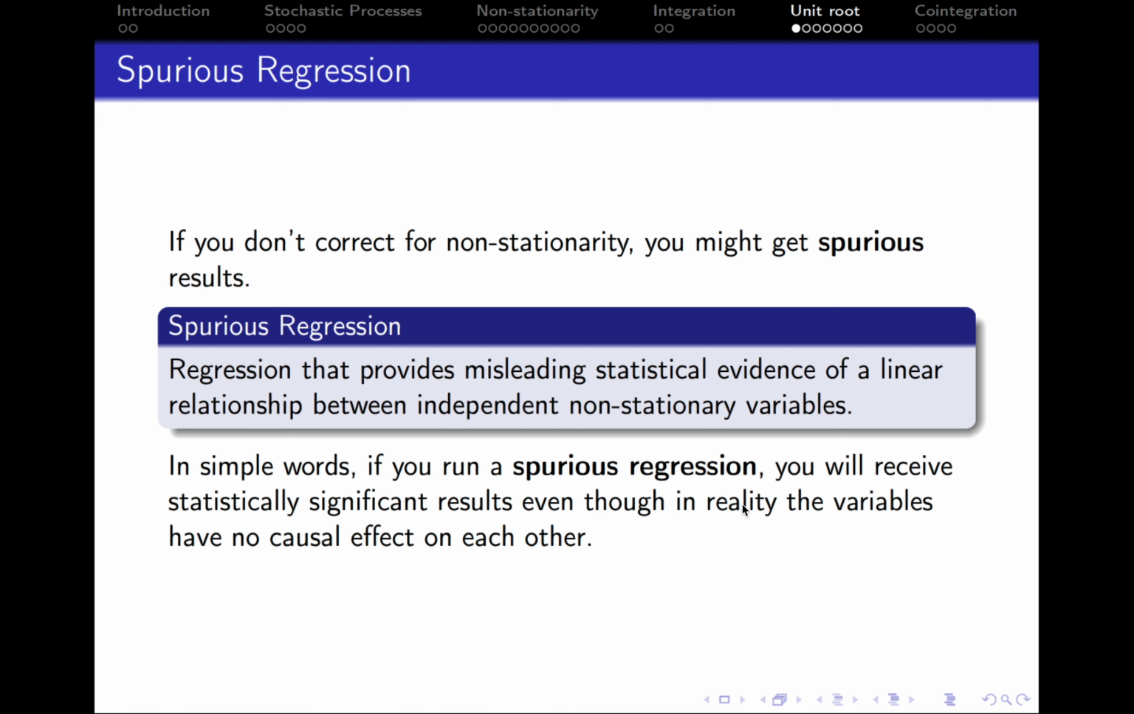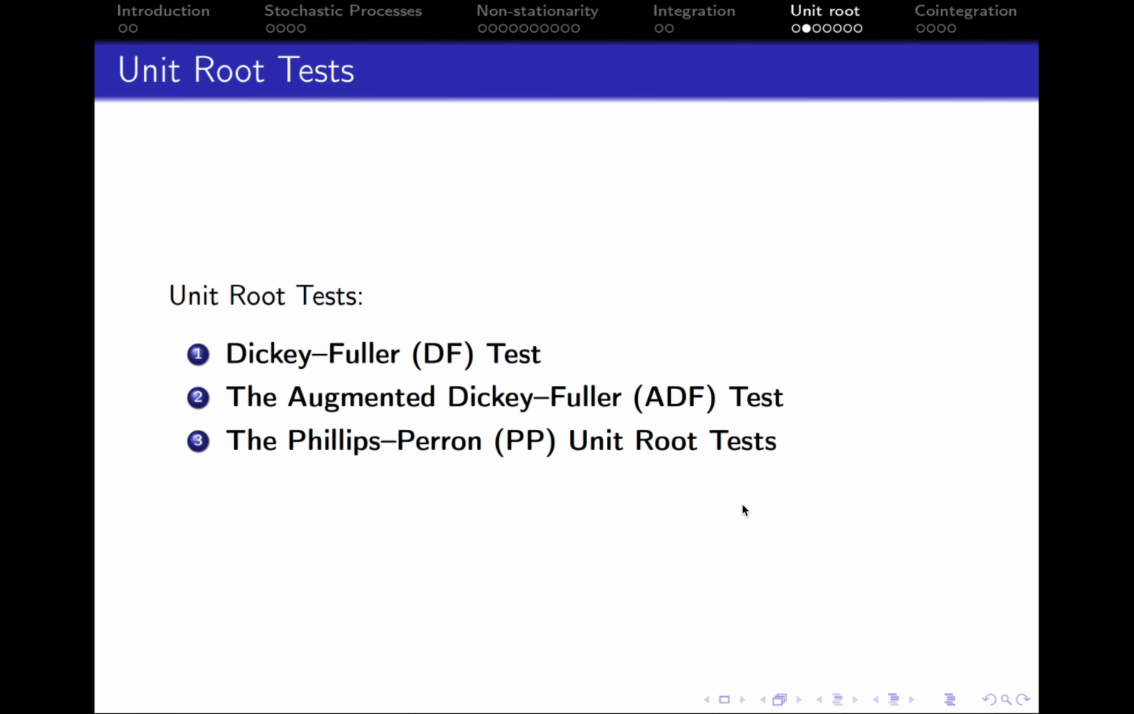You will say that there is a statistically significant relationship between two of your variables, but in reality, there will be no statistical relationship. Therefore, please be careful and use one of these tests to check your time series for non-stationarity. There are a lot of unit root tests, first generation, second generation unit root tests. Those are the simple ones. They're called first generation unit root tests. The most famous one is the Dickey-Fuller test, which has later been augmented by Dickey-Fuller and now has the name of the augmented Dickey-Fuller test. And there is also another type of test, the Phillips-Perron unit root test.